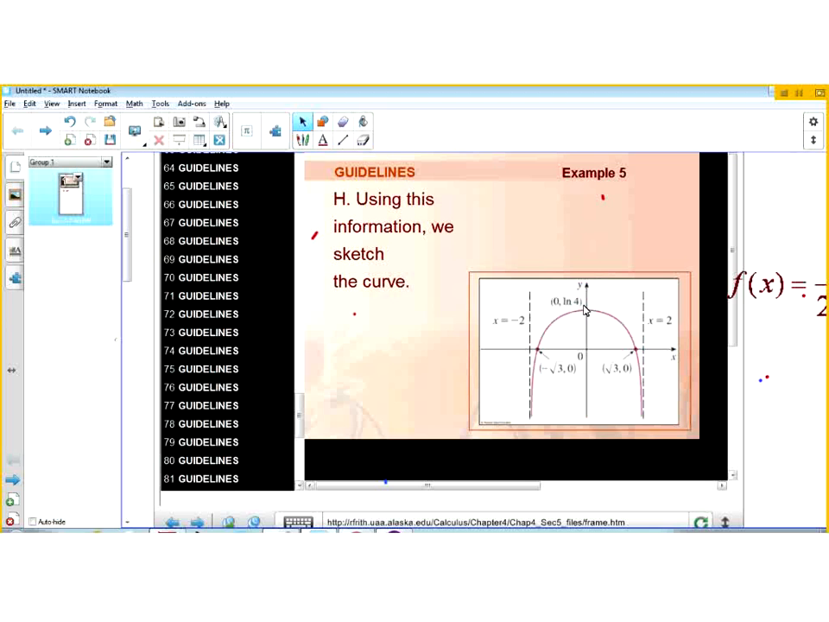So we have the intercepts, 3 intercepts, a local max, symmetric with respect to the y-axis, vertical asymptotes, concave down. Anything else? Okay, so there's the graph.